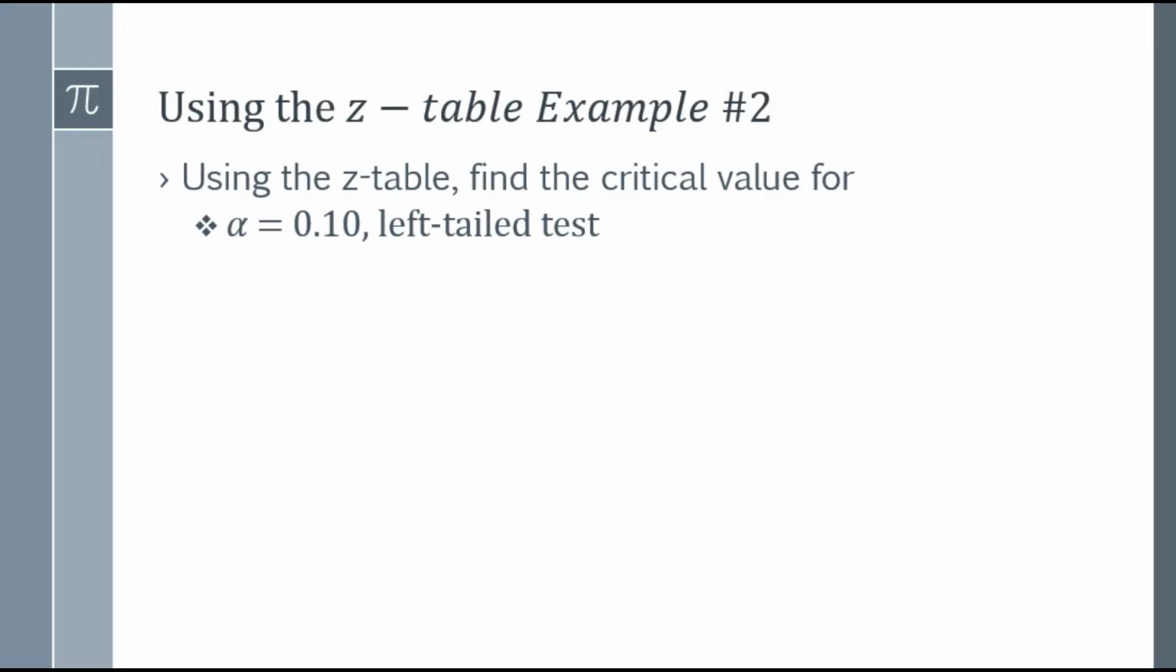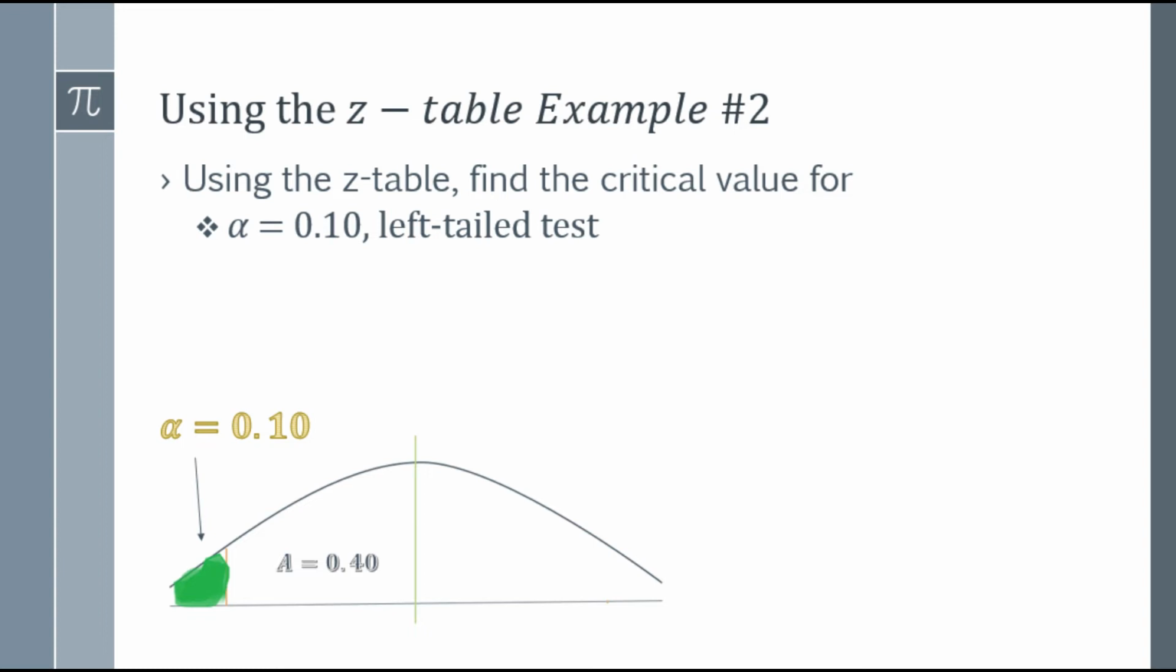Next one. Using the Z table, find the critical value for the level of significance 0.10, left-tailed test. So, makikita nyo sa screen nyo, yung level of significance natin is 0.10 at left-tailed test siya. So, automatically, ang critical region mo nasa kaliwa siya. At remember, ang buong curve na yan ay may area na 1, di ba? At yung kalahati is 0.5. So, dyan nanggaling yung 0.4. Kasi pag in-add mo yung 0.10 at 0.4, that will be 0.5.